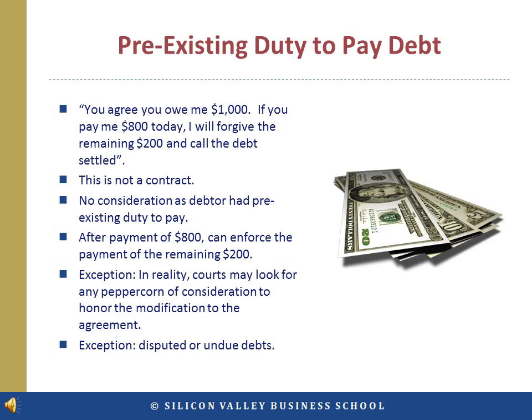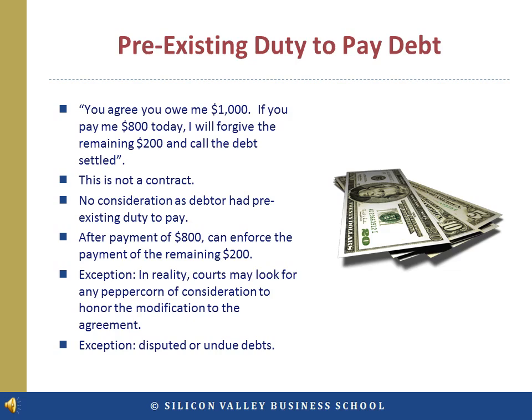Pre-existing duty situations often arise in the payment of debts. If the debt of $1,000 is due and payable, the creditor may offer to call the debt settled if the debtor pays $800 a day. However, this promise, this modification to the original contract, would not be enforceable for lack of consideration. It's not a legal detriment to pay $800 when owing $1,000, so there's no consideration and the promise is unenforceable.